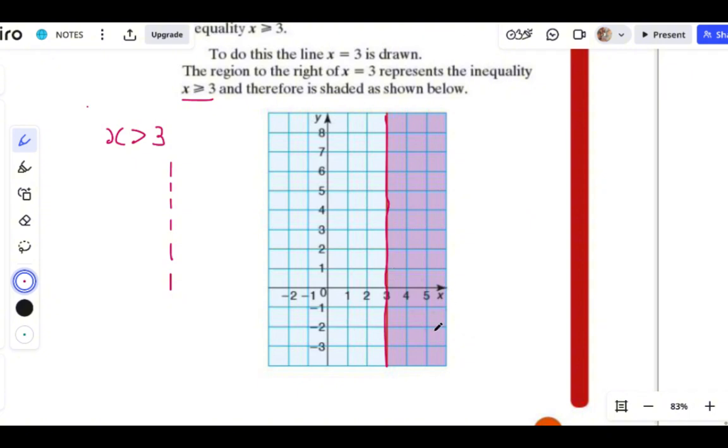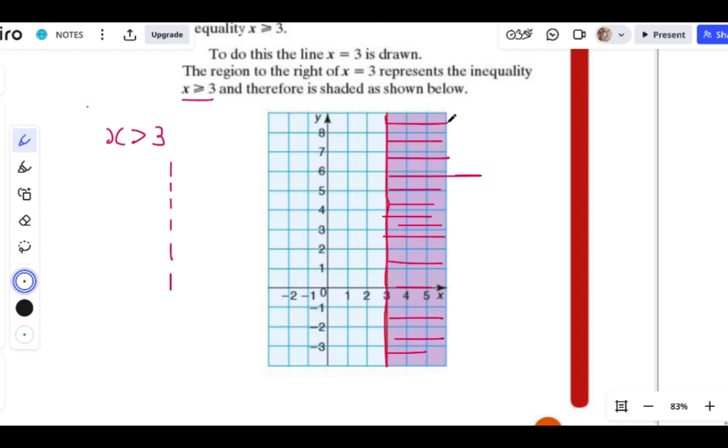Now, where on the x-axis is greater than 3? Anywhere beyond 3, right? Everything from 3 onward is greater than 3. So we shade everywhere from 3 onward, because that's the region that satisfies the inequality. He said we should shade the region which satisfies the inequality. Because x is greater than or equal to 3, starting from 3, you shade everywhere. That's the region which satisfies that inequality.